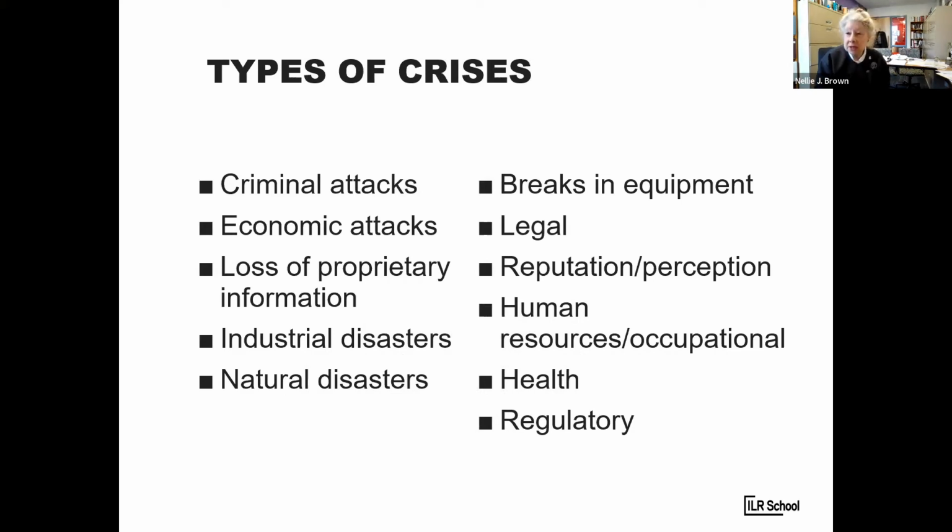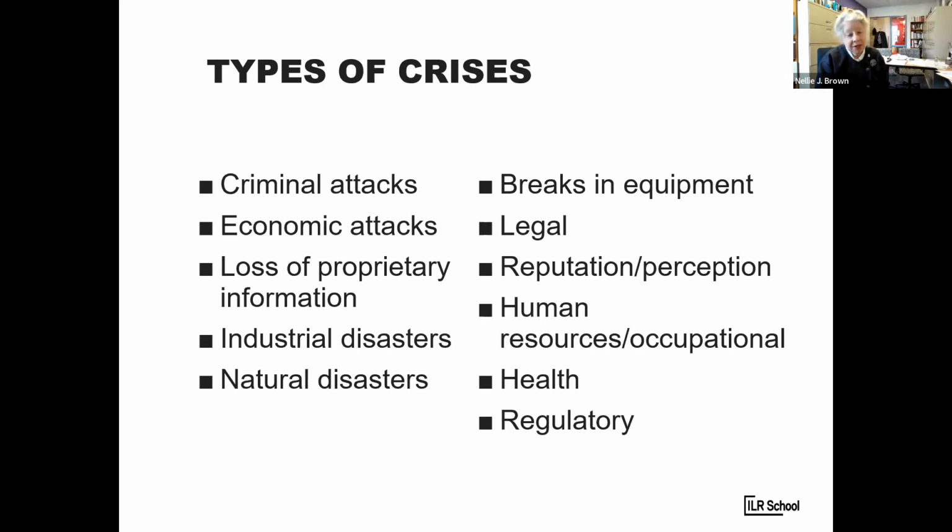They could be criminal attacks. Those could be internal or external, and I include here, of course, terrorism. They could be economic attacks, various kinds. Perhaps what for you would be really horrific would be a loss of proprietary information. Think about industrial disasters. What sorts of industries are in the neighborhood of your organization? If they experienced a disaster, how would that affect you?